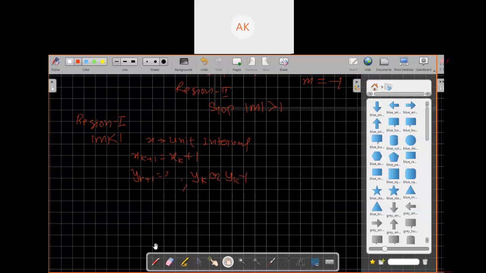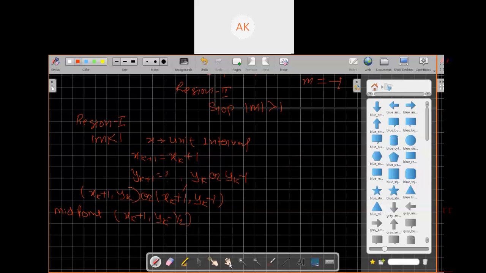So you have two choices for the next point: xk plus 1, yk, or xk plus 1, yk minus 1. So what is the midpoint of these two points? The midpoint of these two coordinates is xk plus 1, yk minus 1 by 2.